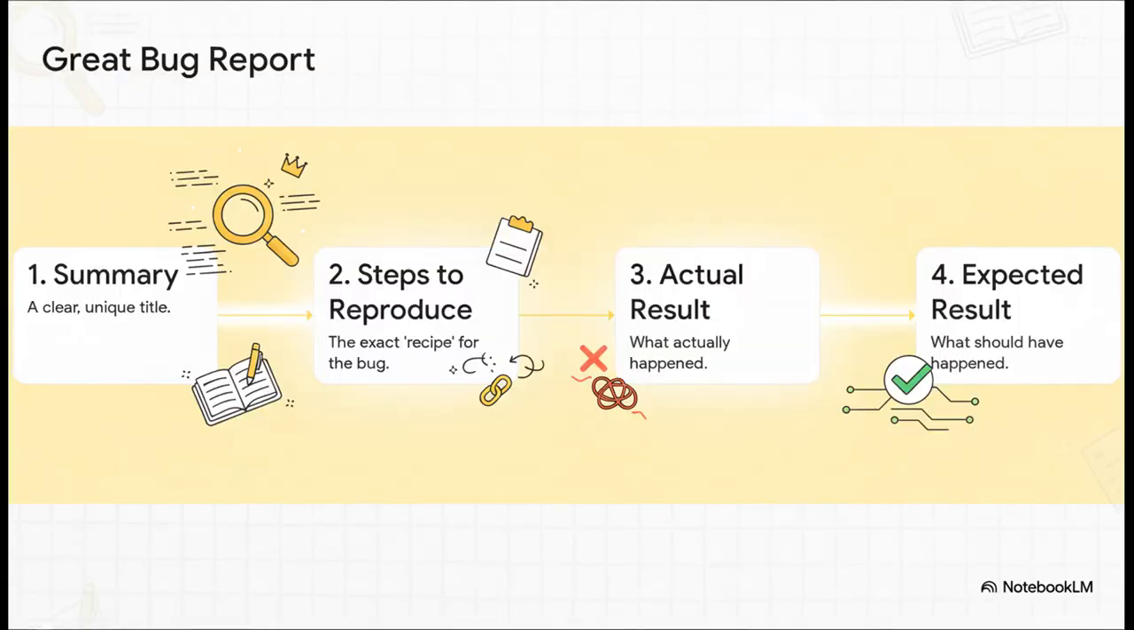Look, a vague bug report is useless. It'll just get ignored. But a great bug report, that is pure gold to a developer. The key is to be crystal clear. It needs a good title, the exact steps to make the bug happen again, a description of what you saw, and finally, a clear statement of what was supposed to happen.